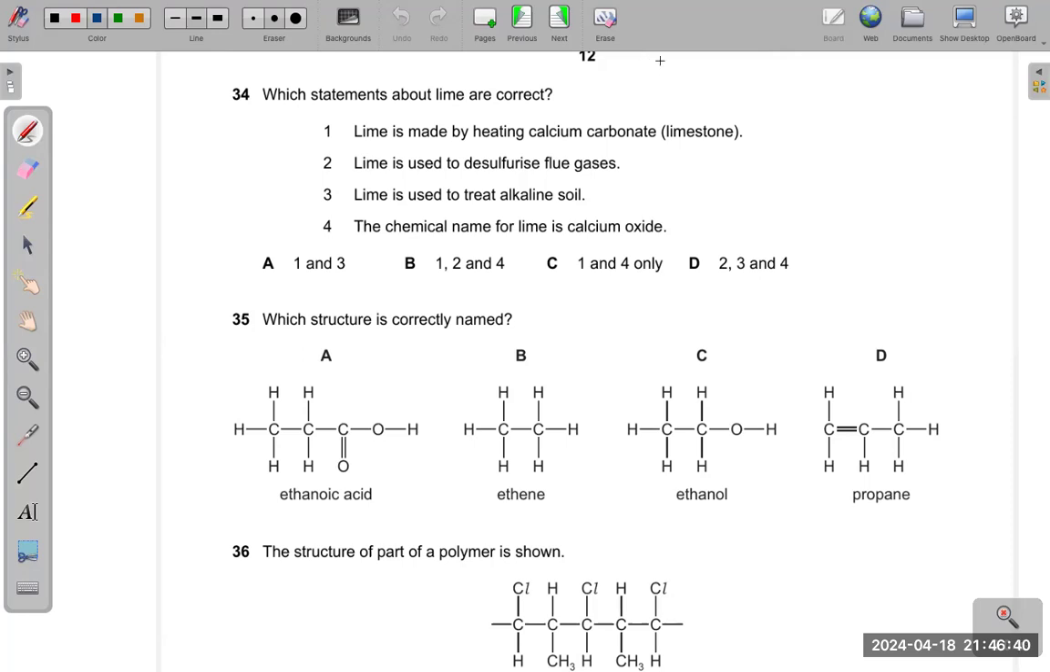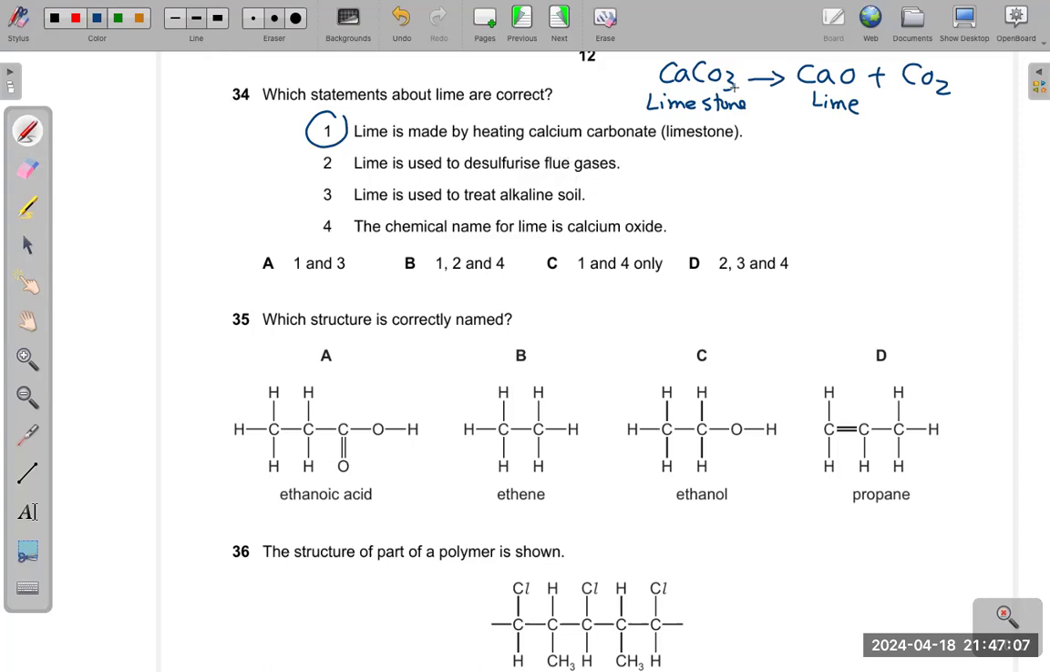Don't worry about this question, but if you want to know, lime is made from calcium carbonate, which breaks down into calcium oxide and carbon dioxide. This is called limestone and this is called lime. So lime is made by heating calcium carbonate, limestone. So this is correct. Lime is used to desulfurize flue gases.